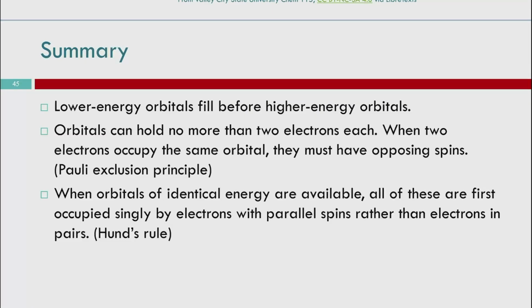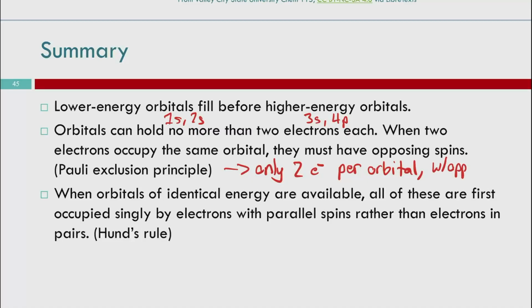Okay, so a little summary of some of the stuff that we've been talking about. We're going to fill our low energy orbitals, like 1s, 2s, before we fill in our higher energy orbitals, like 3s, 4p, etc. Not necessarily in that order. Our orbitals can only hold 2 electrons each, and they have to have opposing spin. So 2 electrons per bed with opposite spin.